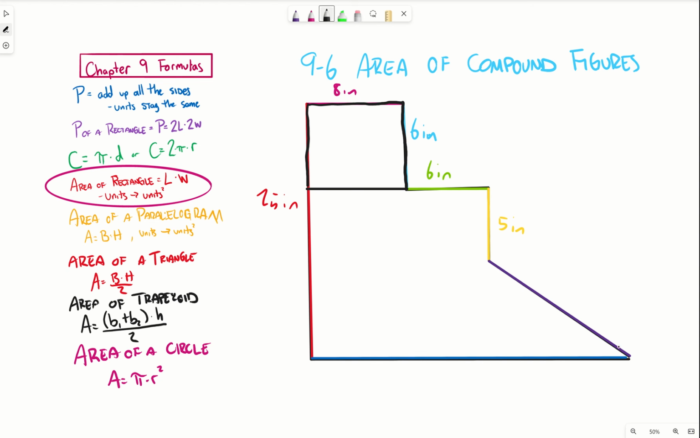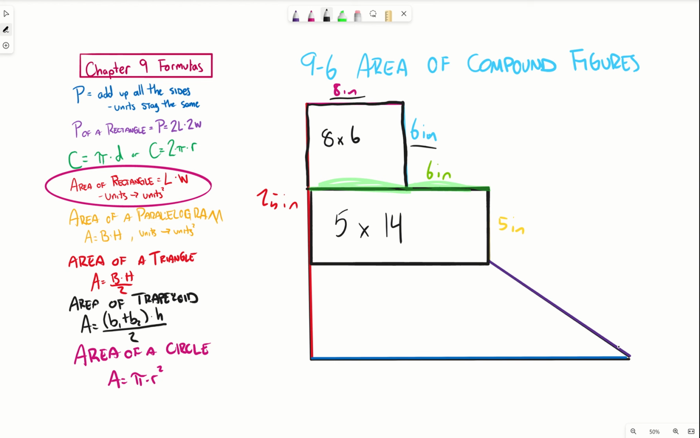We know that this is an 8 by 6, right? This is 8 by 6. We have a shape that is here, to here, to here, to here. And we know that this is a 5 by, and so we know the length is a combination of these 6 inches and these 8 inches. 6 plus 8 total inches is 14. So this is a 5 by 14.